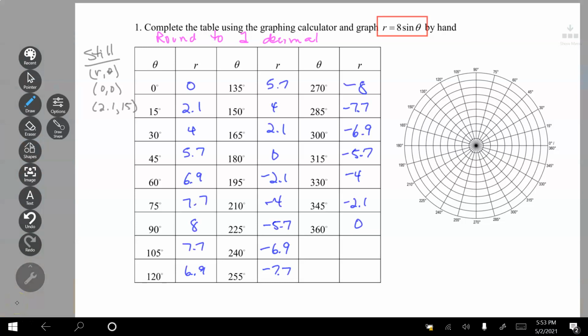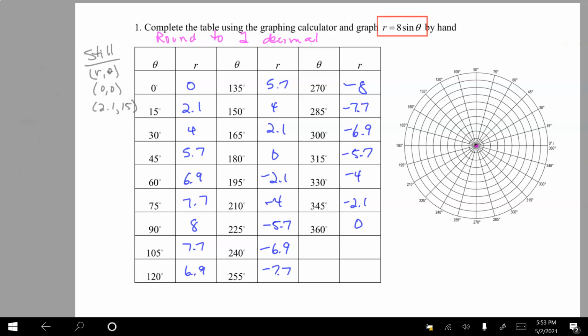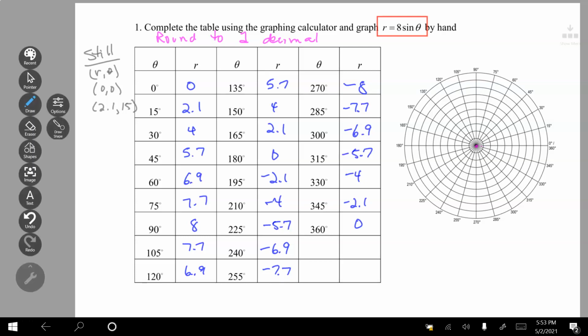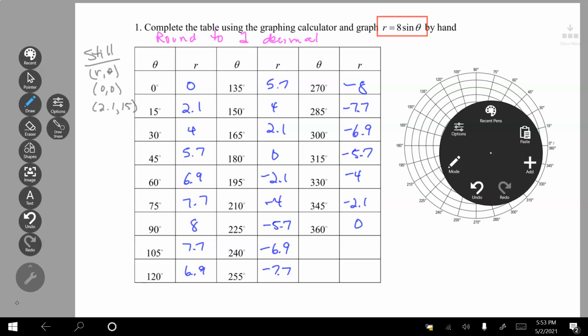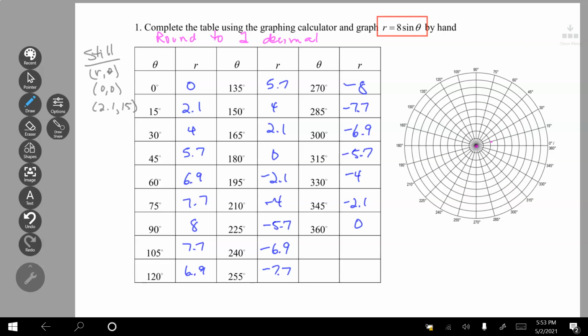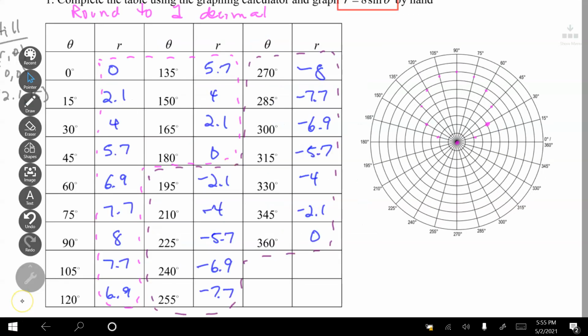So I completed the table, and I'm going to plot these points. Remember, we're still plotting r comma theta, so it would be 0, 0, 2.1 comma 15. So 1, 2, angle 15. And so 3 comma 30, here's 4 comma 30, and so on and so forth. So all the pink dots on the graph were from 0 through 180 degrees, and they're all there.